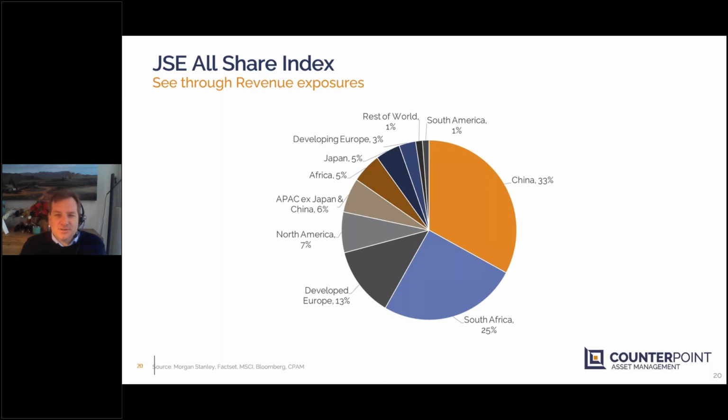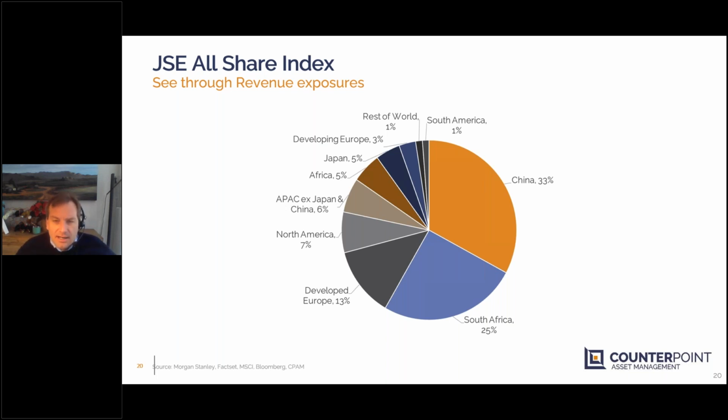So the question is, to put more money offshore, you first have to ask, how much money do I already have offshore on a look-through basis? Many people are not aware they're already quite significantly exposed to offshore businesses. I would argue, if one looks at the China exposure, that exposure really comes in the form of mining companies, Naspers, and in fact Richemont makes a lot of their money either in China or through the purchases by Chinese nationals of their products. And then we've got developed Europe, we've got North America.